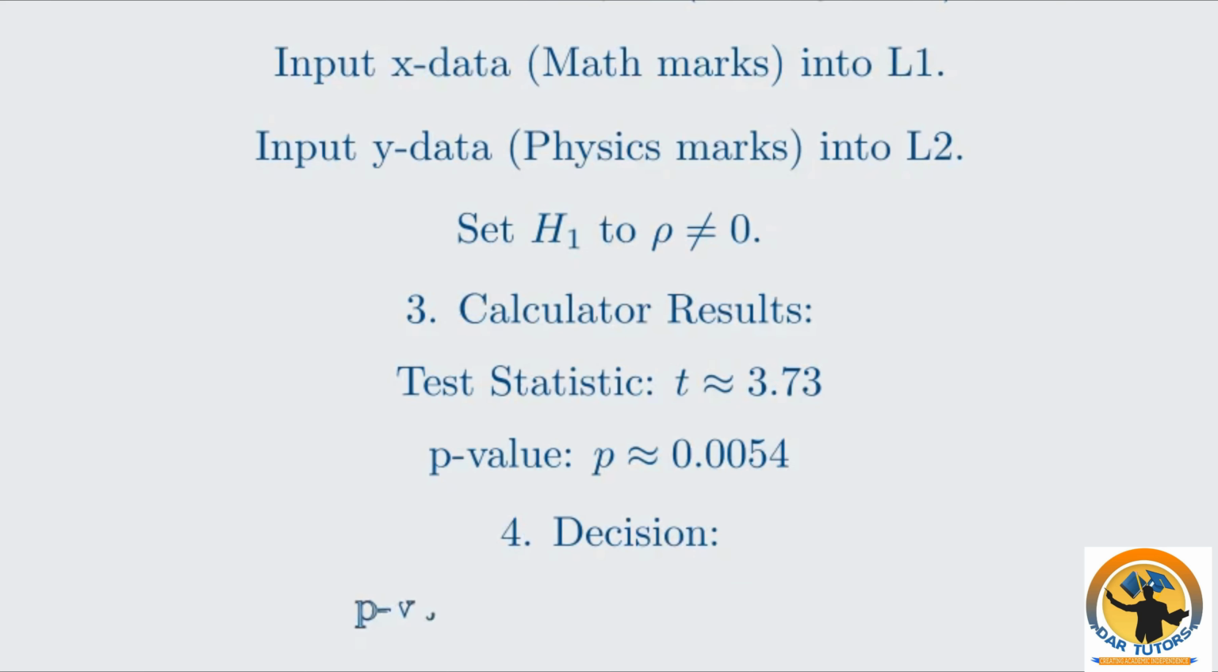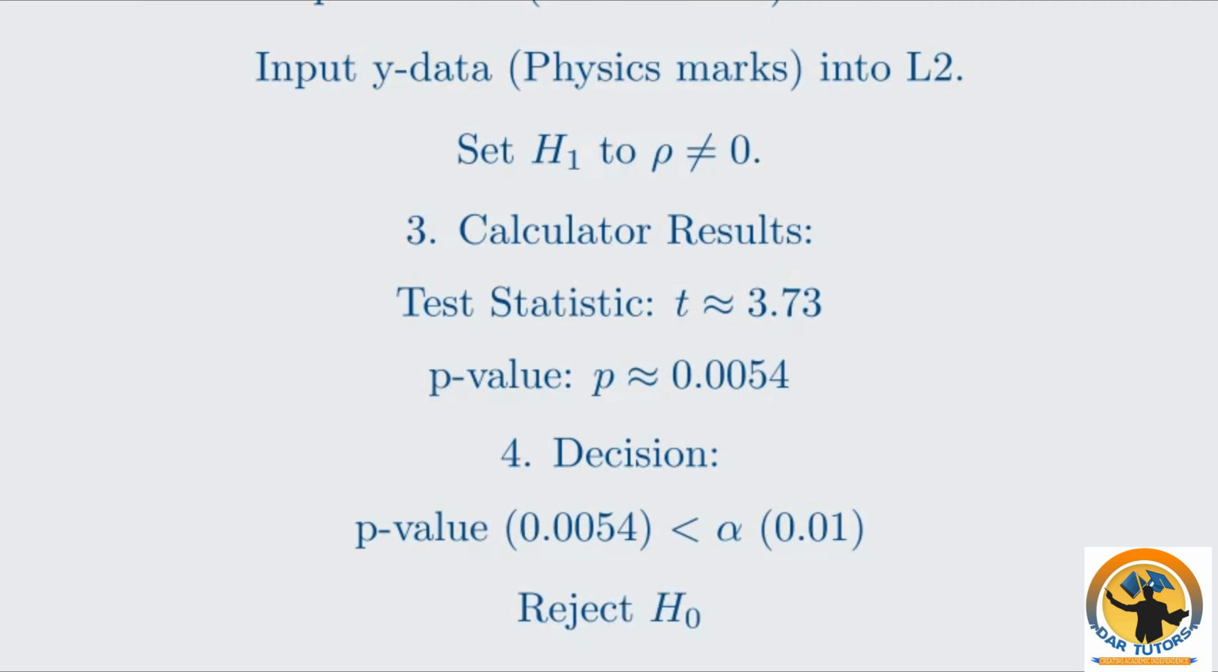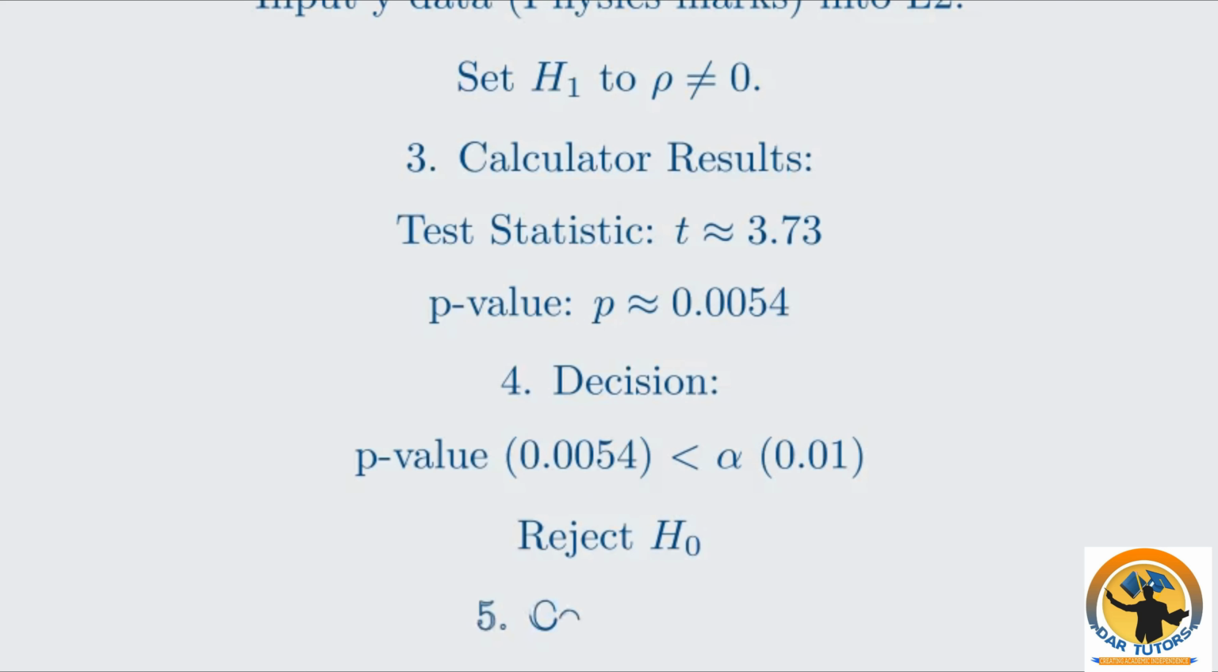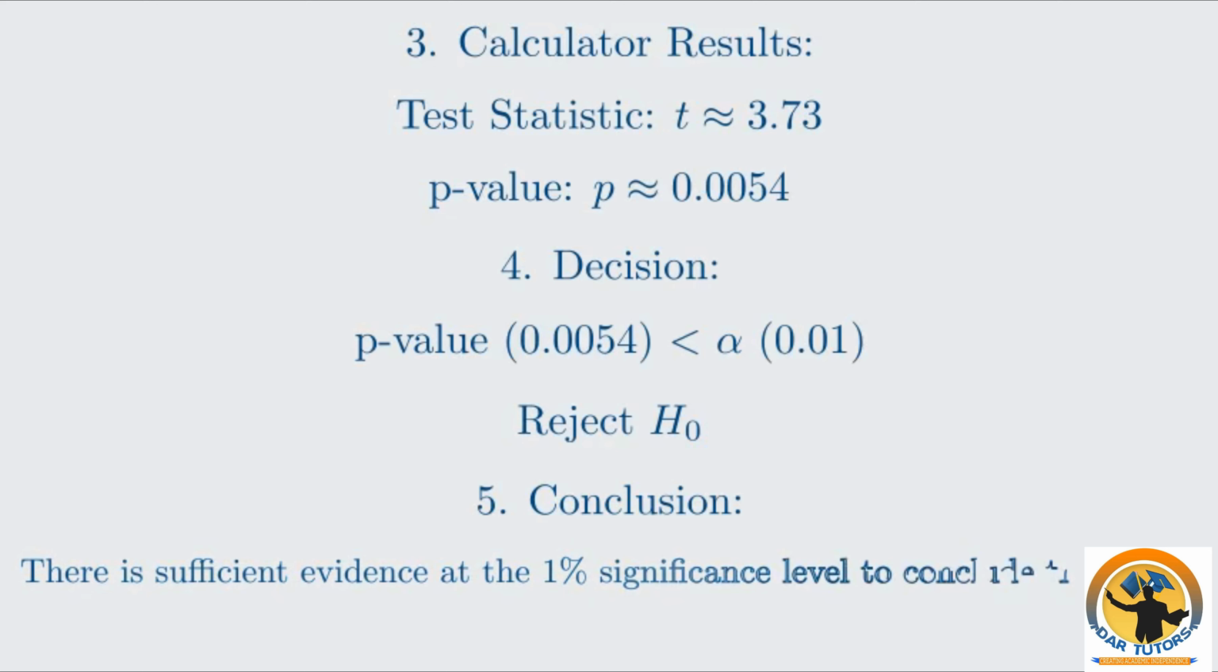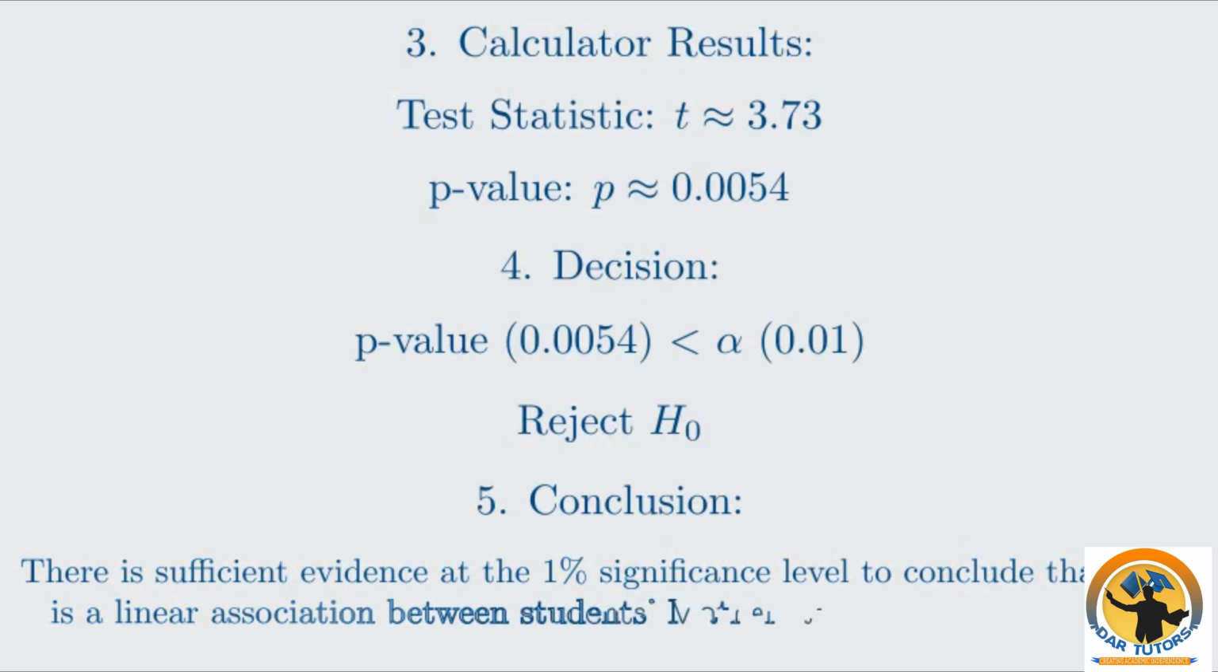Step 3. Decision. We compare the p-value to alpha. Our p-value of 0.0054 is less than our alpha of 0.01. This is the condition for rejecting the null hypothesis. Step 4. Conclusion. Since we rejected the null hypothesis, we accept the alternative. There is sufficient evidence at the 1% significance level to conclude that there is a linear association between students' mathematics and physics marks.